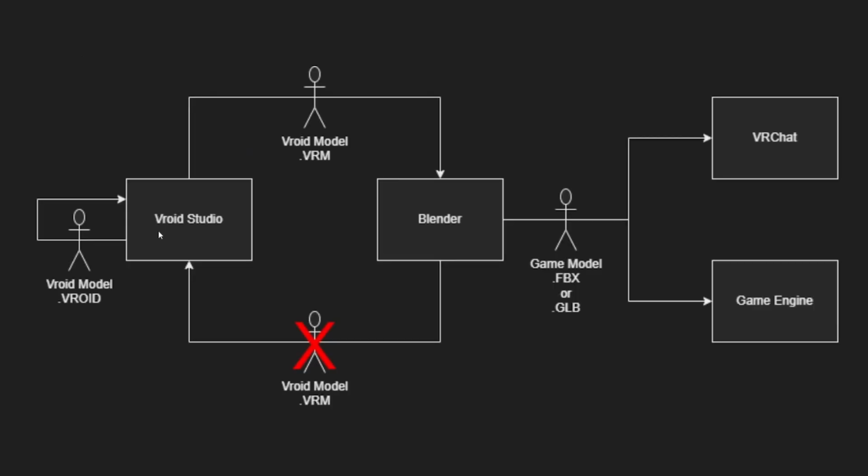Vroid Studio that I'm currently using only uses a file format called Vroid. But when you export the models, they're called a .vrm. That's from the previous versions before version 1.0. And you can import these .vrm files into Blender. And from Blender, you can export them as FBX or GLB into VRChat or a game engine. However, you can't import these .vrm files into Vroid Studio anymore.